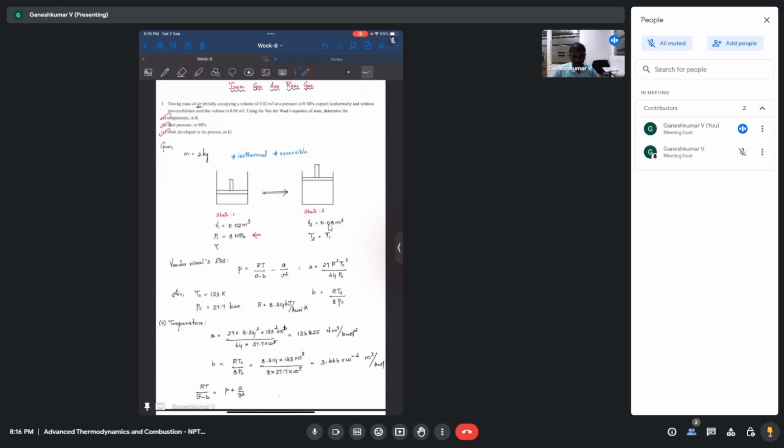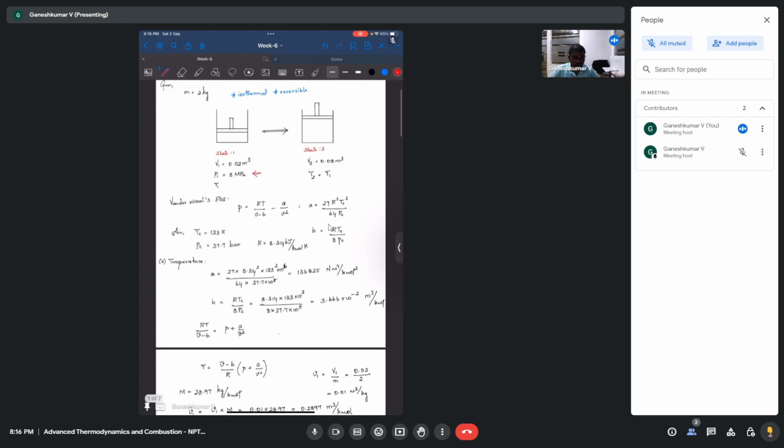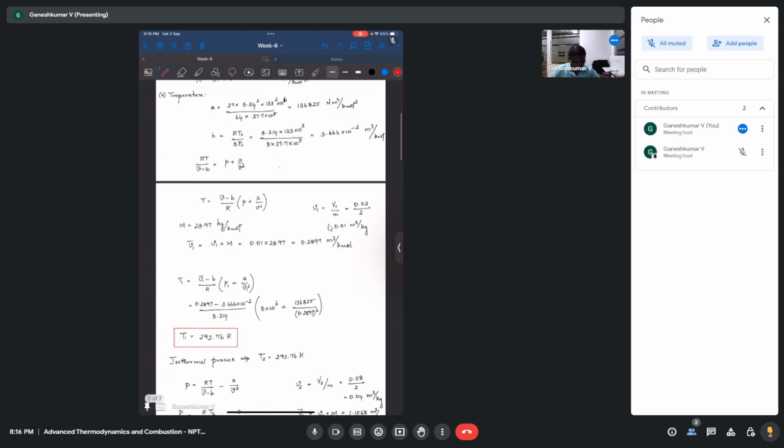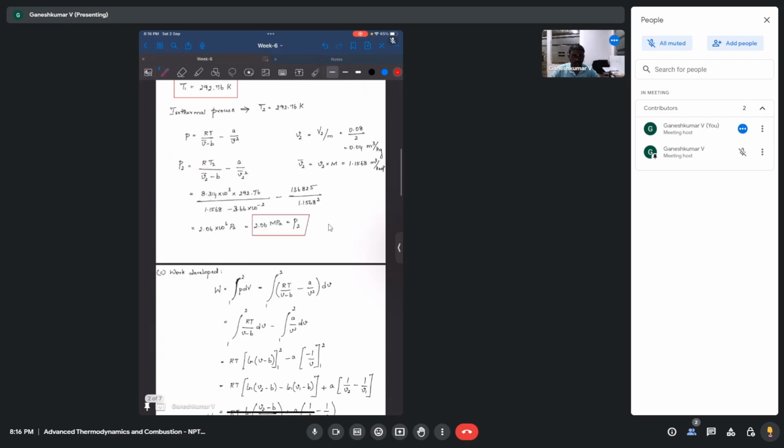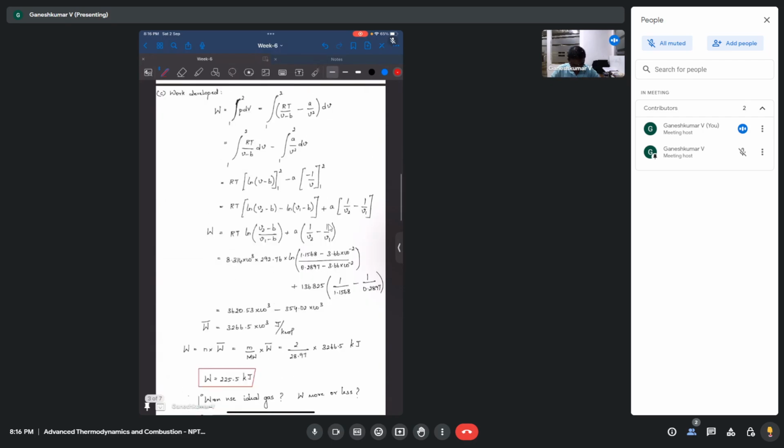So if I want to quickly recap what we did, we solved three problems. Two of the problems deal with equations of state. If you want to find the work developed during expansion of a substance that behaves based on the Van der Waals equation of state, how do we find it? It's merely applying the equation of state to find pressure and temperature, and using it to find the work developed. So this is quite easy.